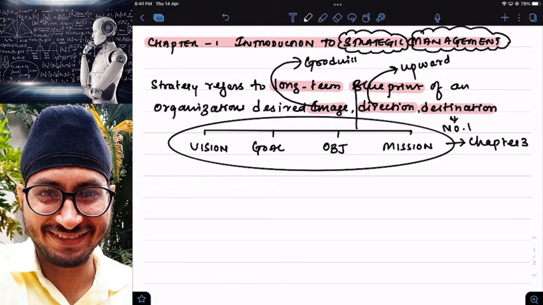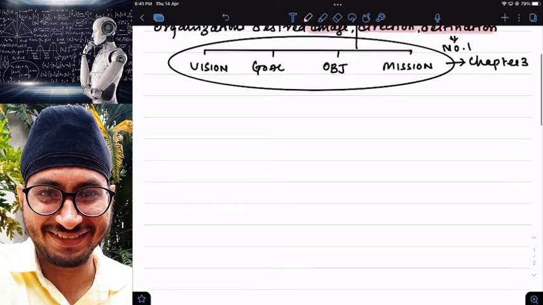In simple words, it is nothing but a plan. It is a plan to earn goodwill. It is a plan to move in upward direction, and it is a plan to become number one. So what is the other name for strategy, sir? Plan. Clear? Now, remember one thing, whenever we talk about strategy, strategy can be divided into 3 types.